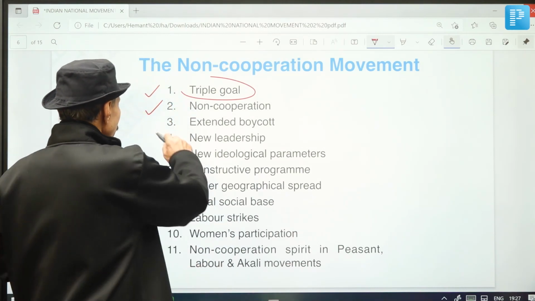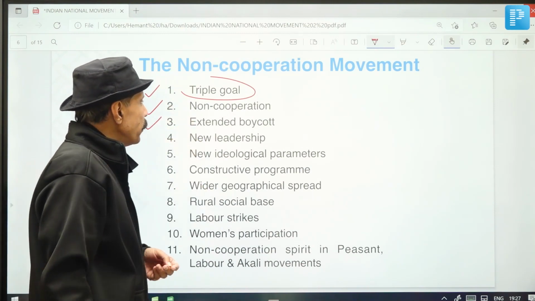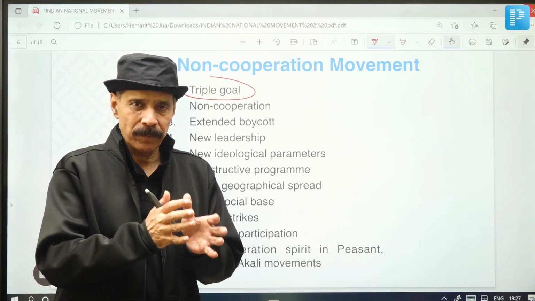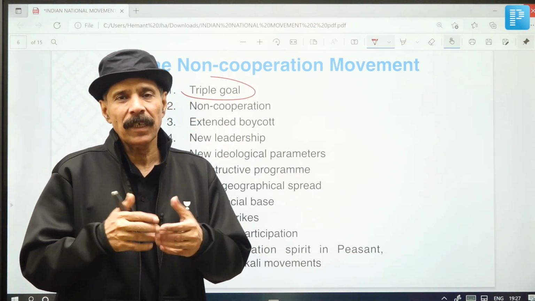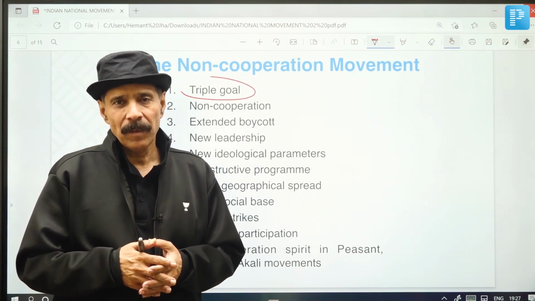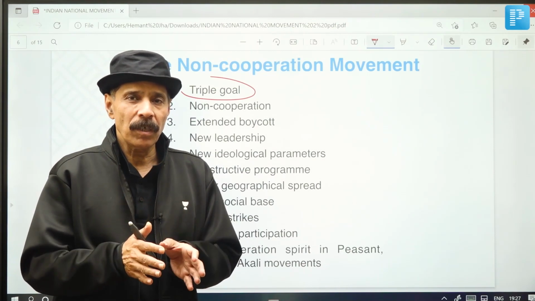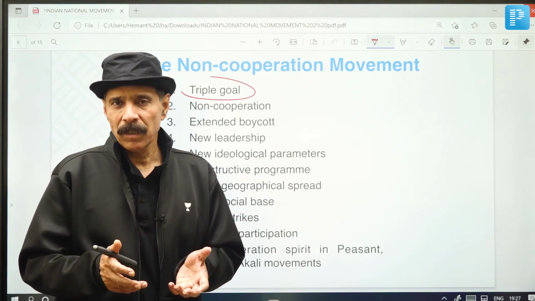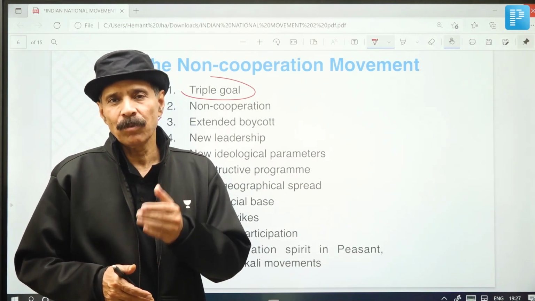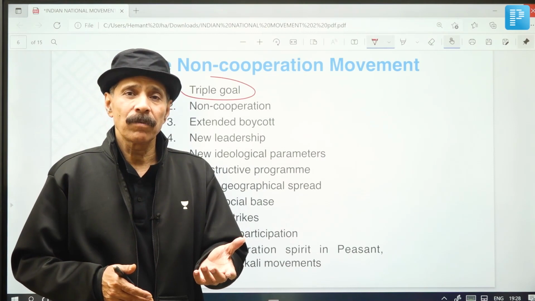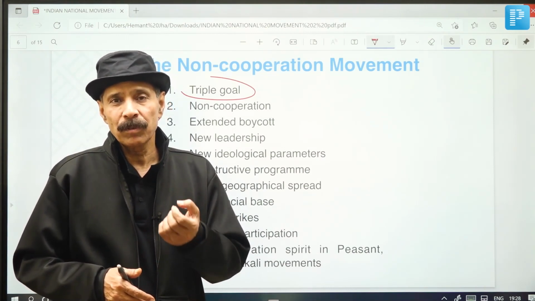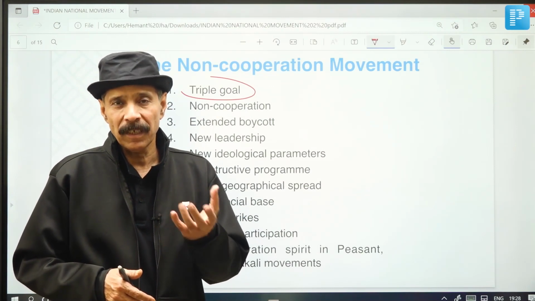Next is extended boycott. Extended boycott refers to boycott of British goods, and at the same time boycott of British institutions. If there is a boycott of goods only, we call it boycott. We use the term extended boycott when the boycott of goods extends to boycott of British institutions also, like British schools, colleges, courts, legislature, etc.